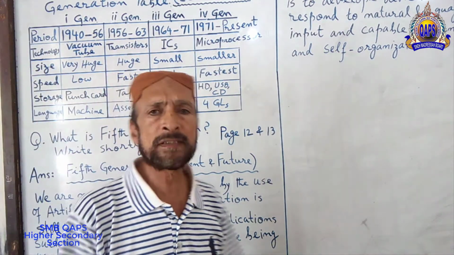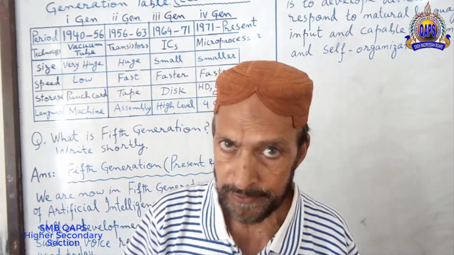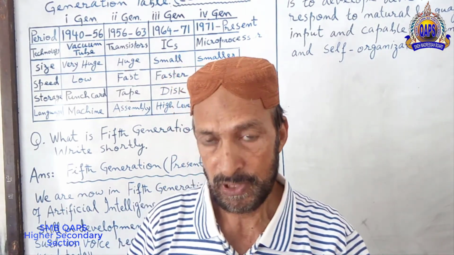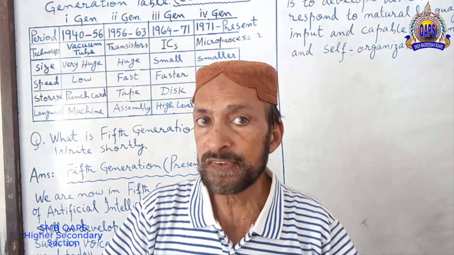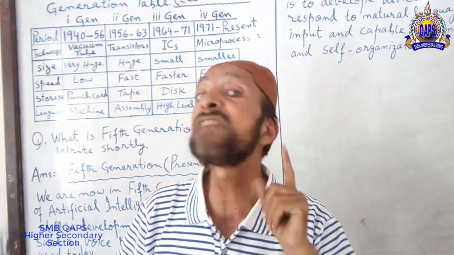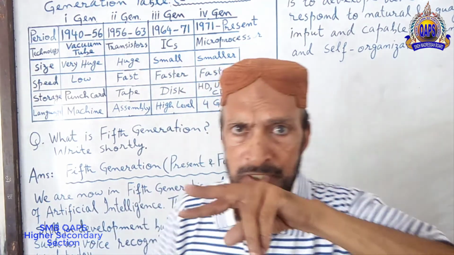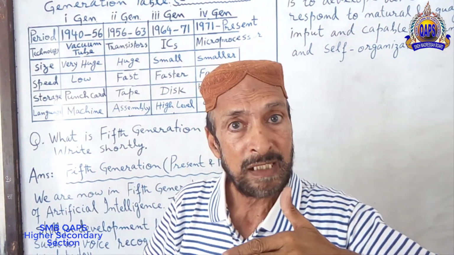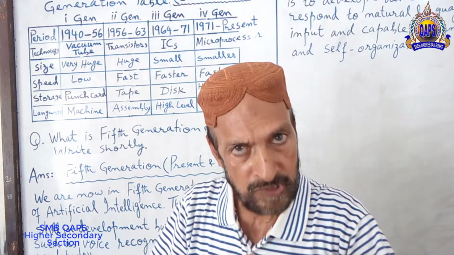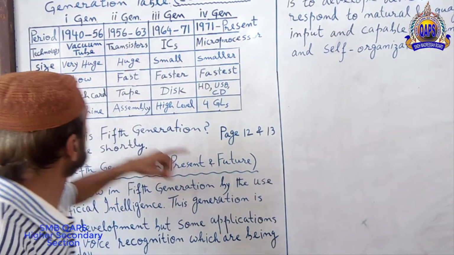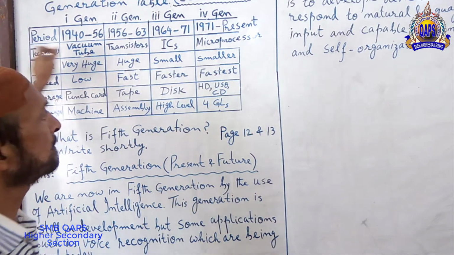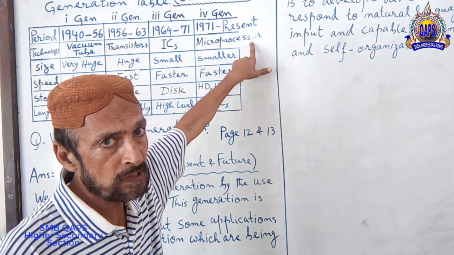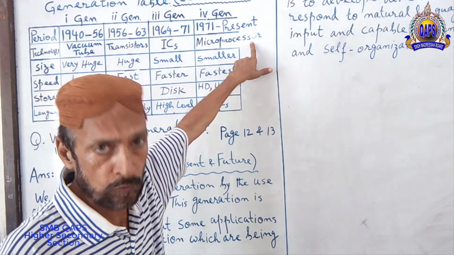The period starting from 1971 to present, we are still in fourth generation. But this is also the time of fifth generation, because both generations, fourth generation and fifth generation, are side by side. Technology: look at the word microprocessor. This is the technology of fourth generation.